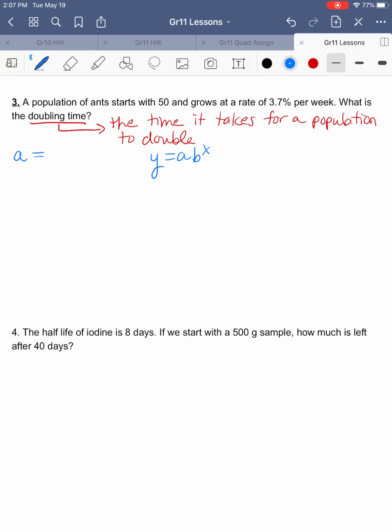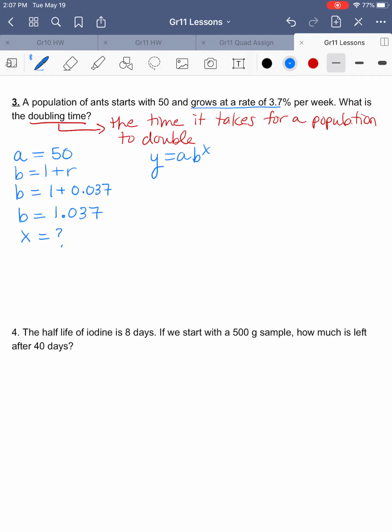So we're given A is 50. We started with 50 ants. And we're told that it grows. So this means that b is 1 plus r. And our growth rate is 3.7%. So b is going to be 1 plus 0.037. That's 3.7% divided by 100. And b is equal to 1.037.